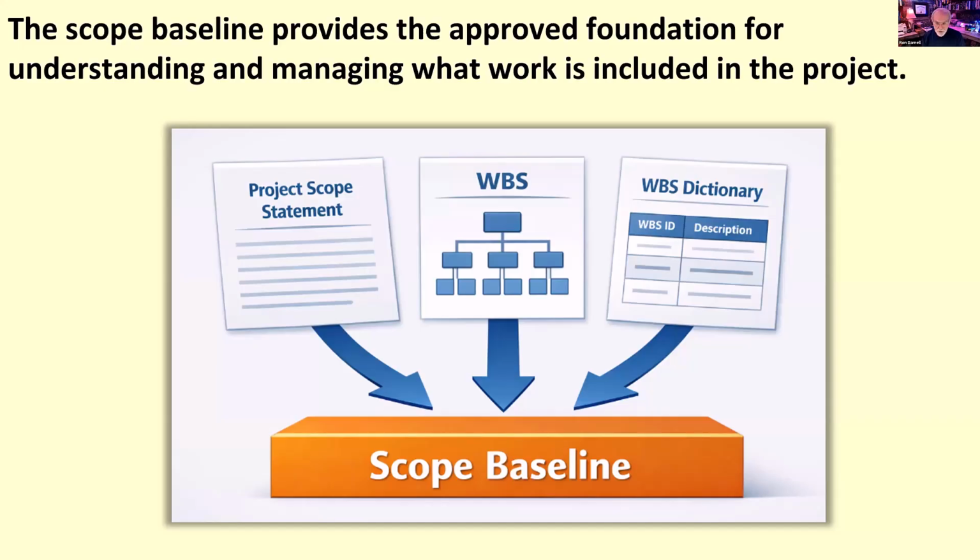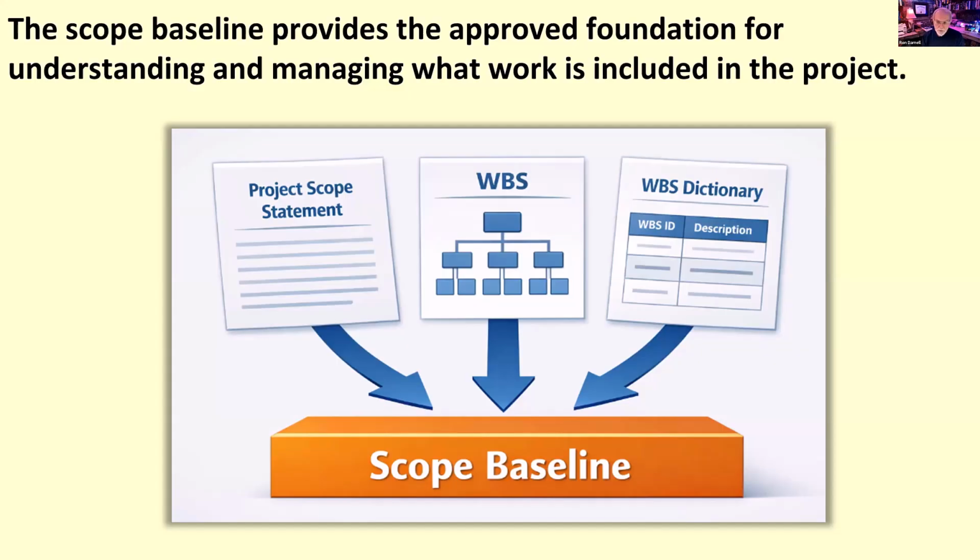The scope statement defines the project's deliverables, boundaries, assumptions, and constraints. The WBS organizes the work into manageable components, kind of visualizes the work. And the WBS dictionary adds explanatory detail to those components so they can be understood more clearly and consistently. Together, these three artifacts form the approved foundation for understanding what work is included in the project. That's why they're called the scope baseline.